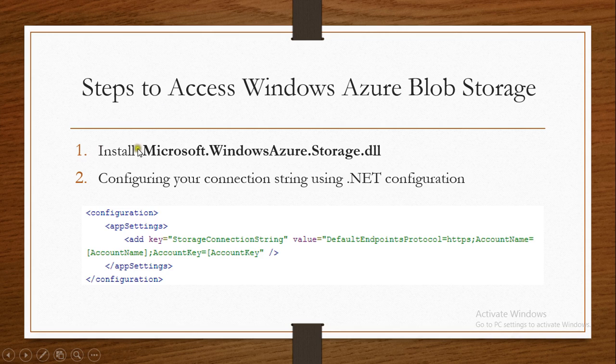Having known what we have to install, the next step is the connection string. If you want to store any data inside your SQL server, what you need is a connection string. Similarly, if you want to store any data inside your Windows Azure storage account, you need a connection string. What is the schema of the connection string? You have to define the protocol, whether you are using HTTP or HTTPS, then your account name, which we already have created, followed by the account key.